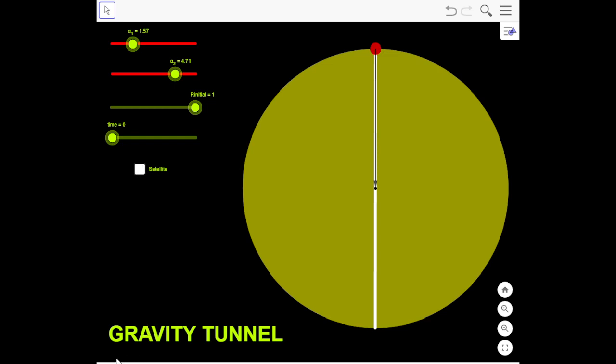So here we go. Now before I click go here, what do you think this thing is going to do when we hit go? Is it going to move? If so, what is it going to do? Let's try it and see. Here we go. It oscillates back and forth from one end of the tunnel to the other. Just keeps doing that back and forth.